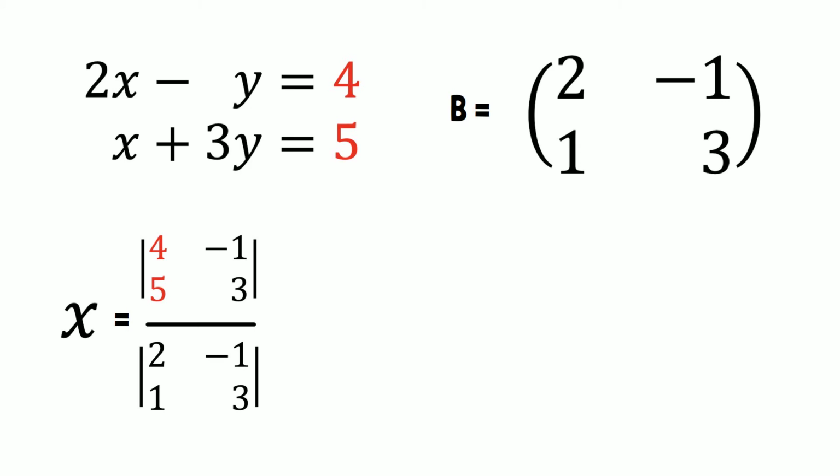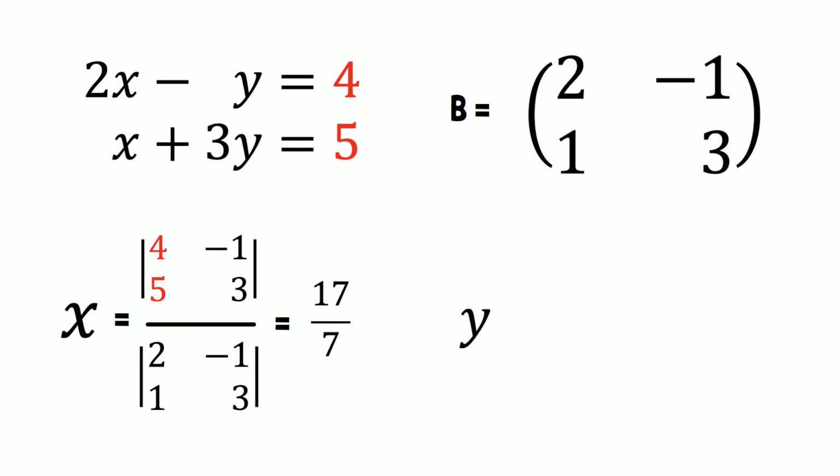We can now calculate this division using the rules for determinants of order 2. For the numerator, 4 times 3 is 12 and 5 times minus 1 is minus 5. 12 minus minus 5 equals 17, because minus negative becomes positive. For the denominator, 2 times 3 is 6. 1 times minus 1 is minus 1. 6 minus minus 1 equals 7, also because minus negative becomes positive. The final answer for x is therefore 17 over 7.